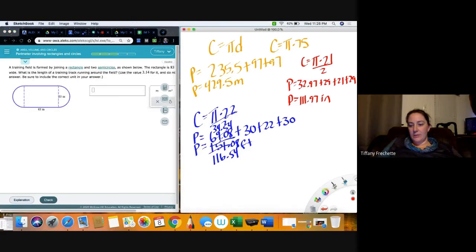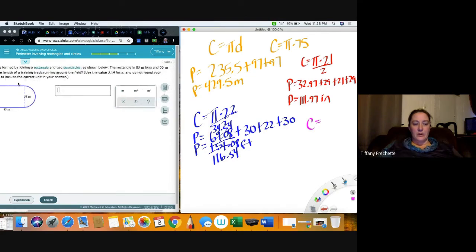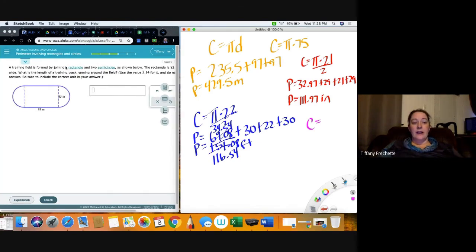And let's see, we will do pink. So we get circumference equals, so I'm just starting that off. So a training field is formed by joining a rectangle and 2 semicircles as shown. The rectangle is 83 meters long and 55 meters wide. What is the length of the training track running around the field? Use 3.14 for pi. Do not round your answer, and make sure to include the unit in your answer.